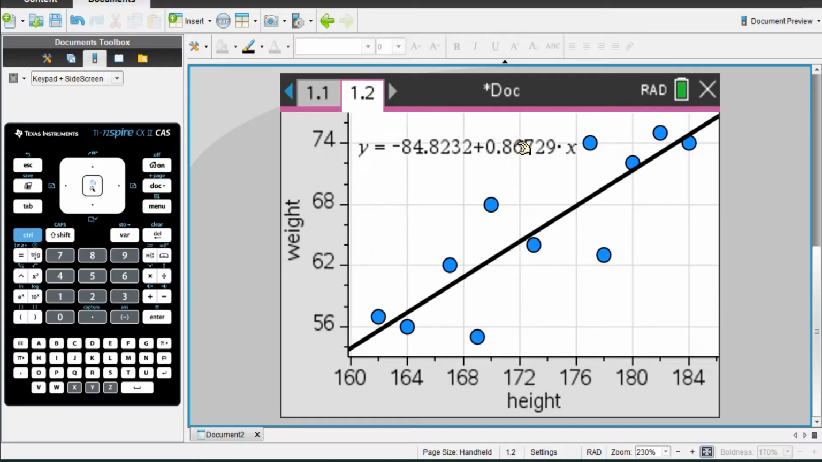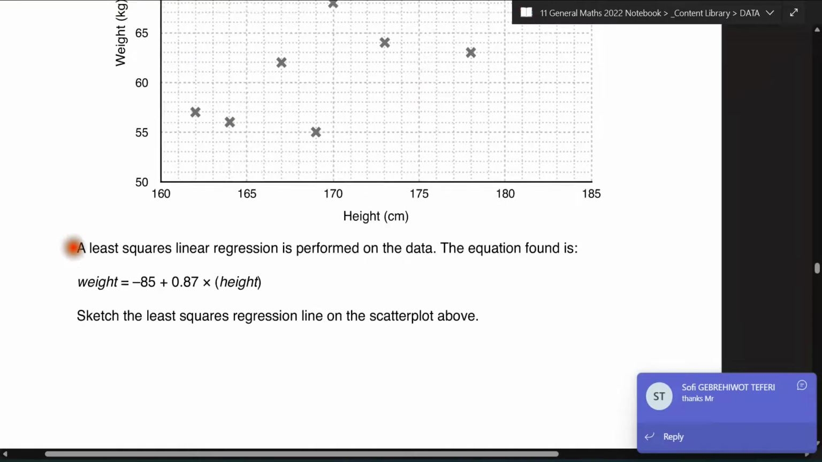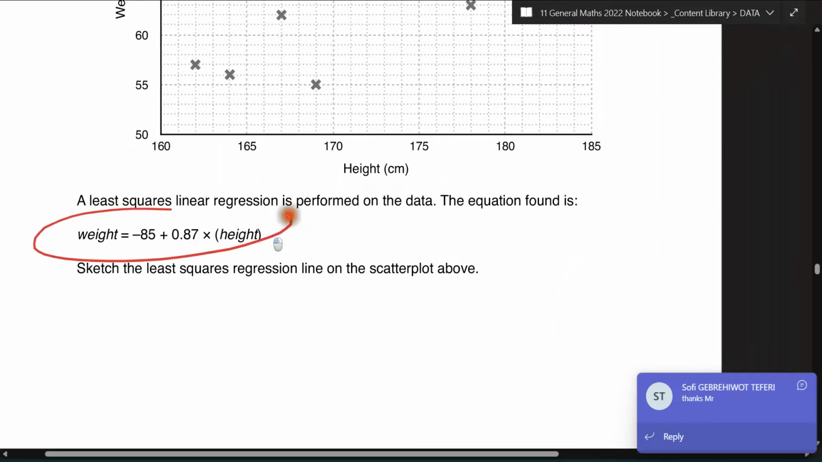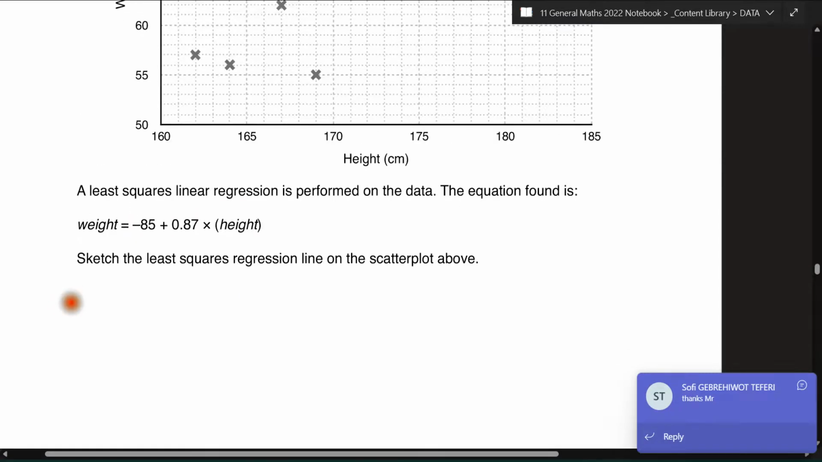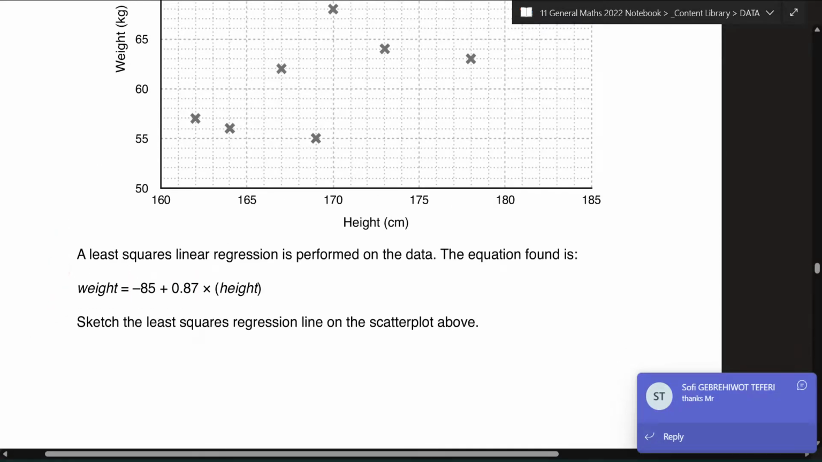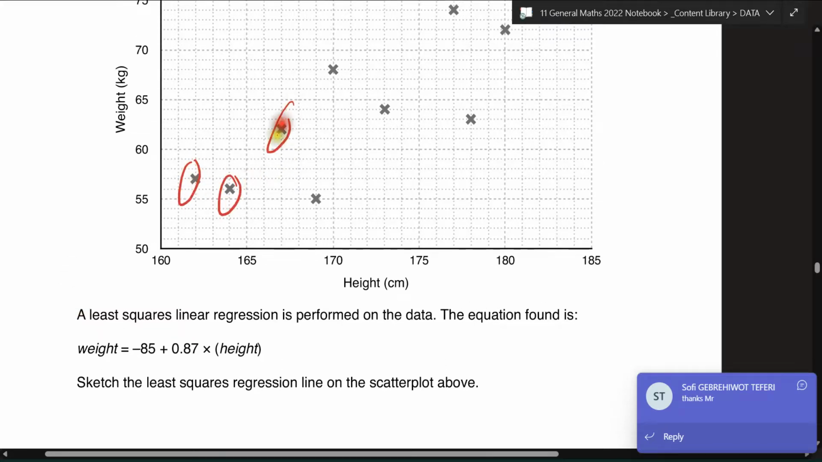But you can't just copy this exactly. What we've realized is that assessors would like you to use 2 points in the graph to draw that straight line, and you only need 2 points. So let's figure out how to get those 2 points. Here is my formula: weight equals negative 85 plus 0.87. What you need to do is pick any point you want on the graph, but that's not already one of these dots. Any point.